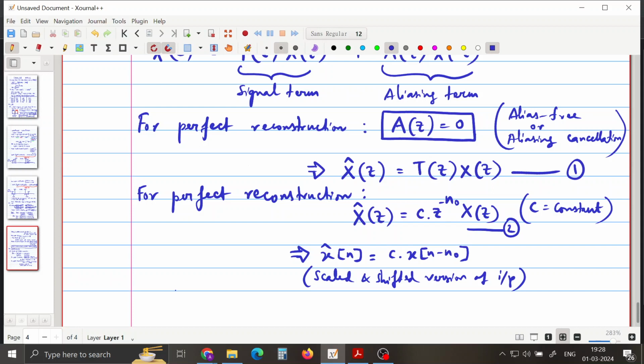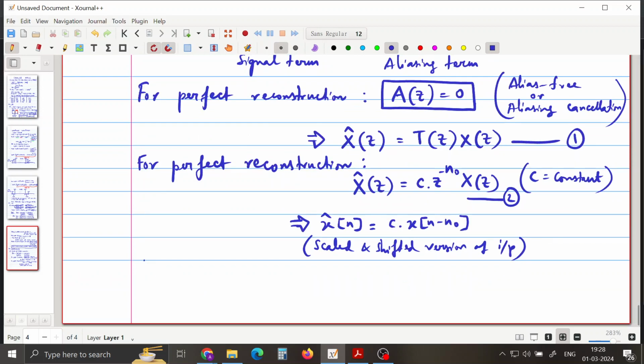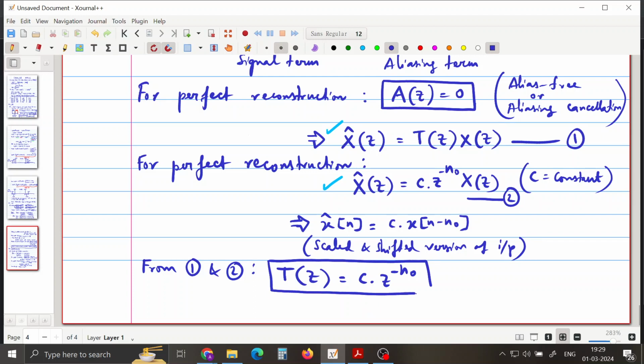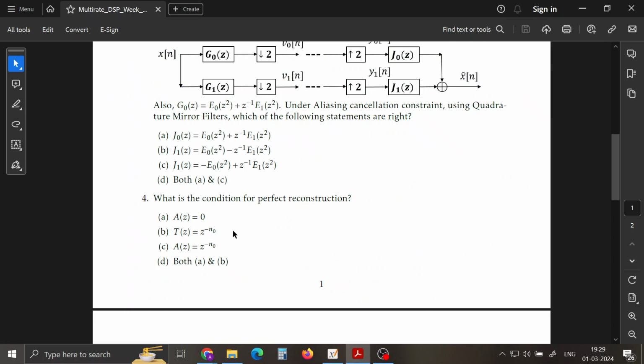And now if you compare equation 1 and 2, what can you say about the nature of T of z? I'm comparing these two equations. It has to be of the form c times z to the power minus n naught. So this is another constant, and in the options actually this constant is chosen to be 1.